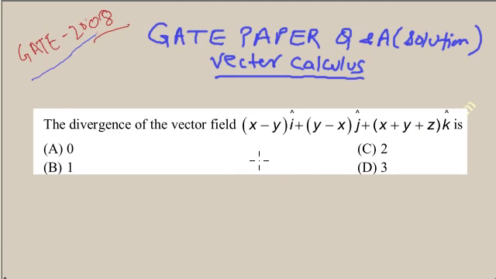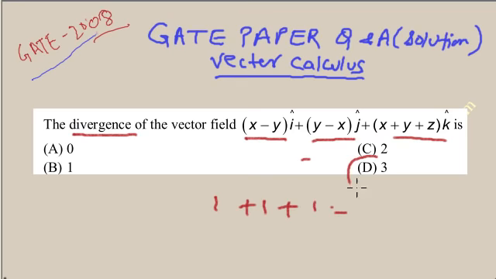This is another question. You are required to find out the divergence of the vector. So div of any f is: differentiate with respect to x, differentiate with respect to y and add, differentiate with respect to z and add. So differentiating with respect to x gives 1, plus differentiating with respect to y gives 1, plus with respect to z gives 1, that is 3. So the answer is 3.